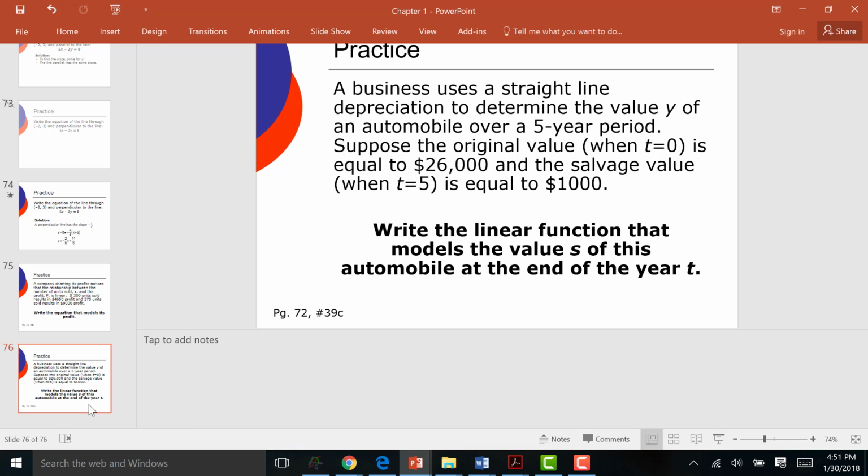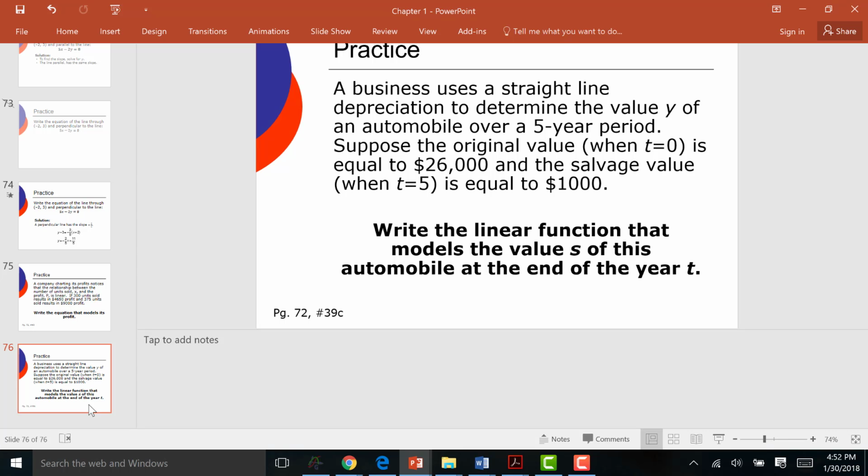Now, instead of X and Y, what letters of the alphabet did they use? T and S. So that's what you gotta use, because if you don't use T and S, they're gonna mark it wrong, even though you know it's right. Alrighty, so do I have enough information to create some points? Yes. All right, what's my first 2 points I'm gonna create? 0 and 26,000. Okay, and what's my second point? 5 and 1,000. I'm gonna label them X1, Y1, and X2, Y2.